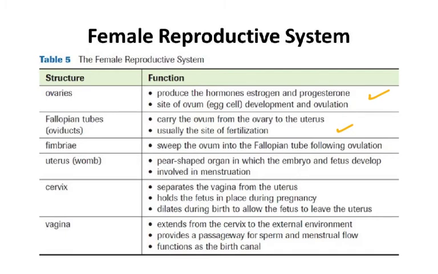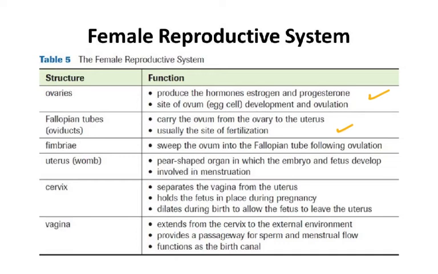Then the fimbria, which is the funnel-shaped opening of the fallopian tube, just helps in sweeping following ovulation. Then the uterus is a pear-shaped organ in which the embryo and fetus develop and is also involved in menstruation. The cervix separates the vagina from the uterus, holds the fetus in place during pregnancy, and dilates during birth to allow the fetus to leave the uterus.